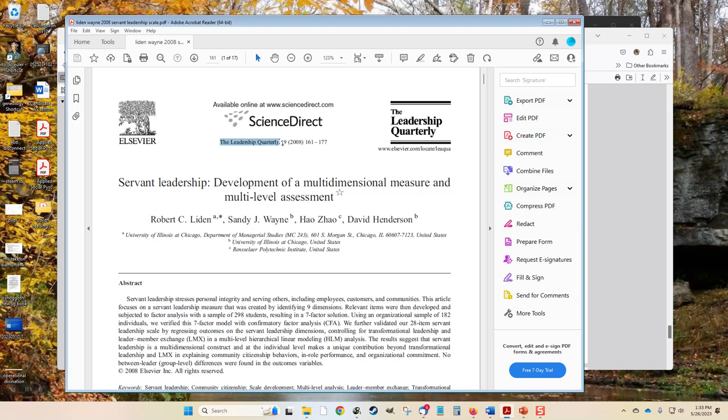Leadership Quarterly doesn't have psychology in the title. Linden is in the Department of Managerial Studies. That's not psychology. So this is a really gray area. However, since we started in a psychology journal and went back to this article here, that really helps us feel confident that this is a psychologically based scale.